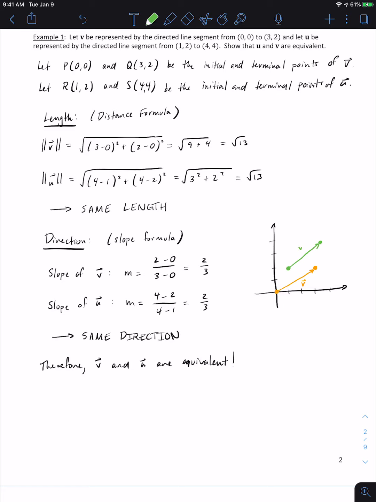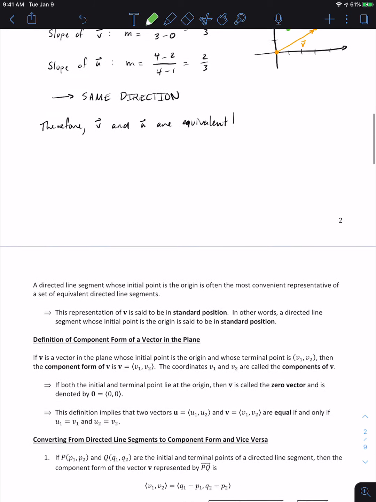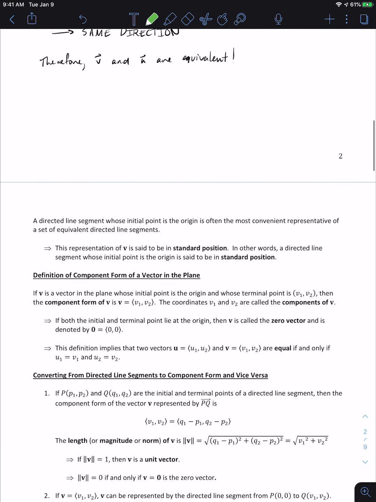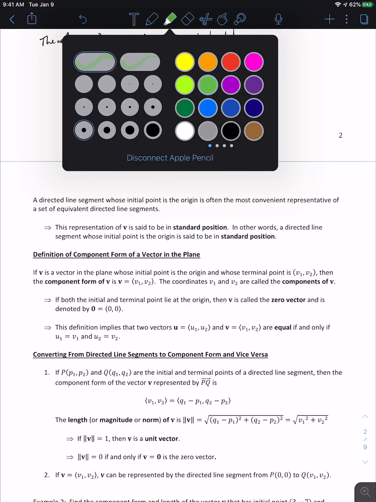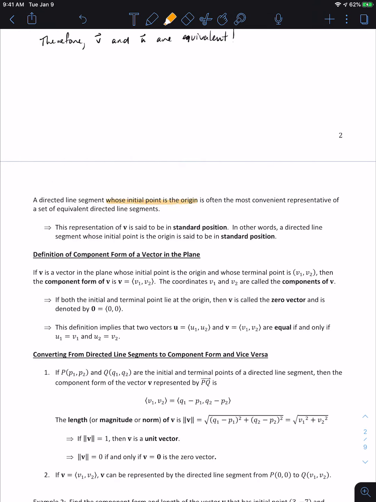So that is U. And as you can see, just by looking at them here, they look like they are the same magnitude and direction, and we obviously verified that they are. The only difference is that the V vector starts at the origin, and the U does not. And that's important because a directed line segment whose initial point is the origin, which we did in orange, is often the most convenient representative of a set of equivalent directed line segments.